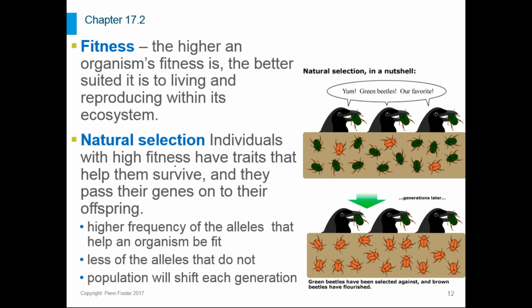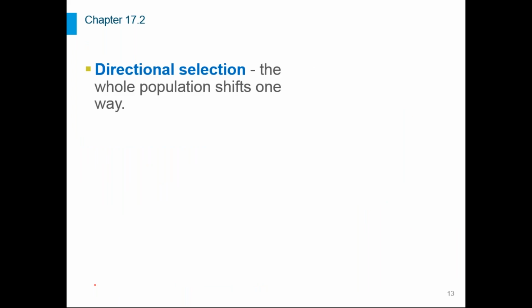Okay, so again, it's all about the individuals with high fitness are the ones that survive. And because of that, the population will shift with each generation. So this is how natural selection works on single gene traits, where it's pretty straightforward. It's a little bit different with polygenic traits. Natural selection on polygenic traits is a bit more complicated.